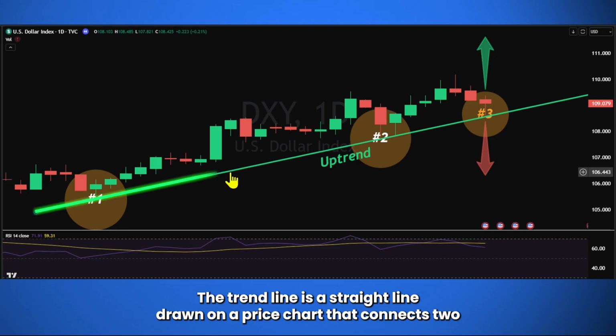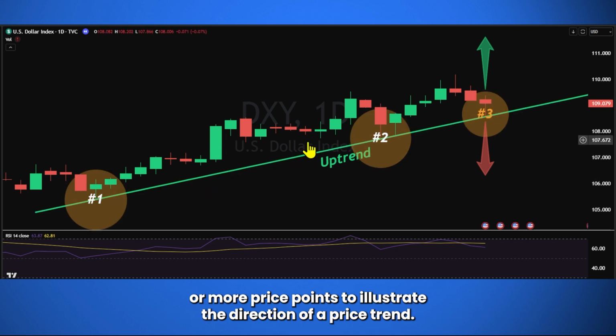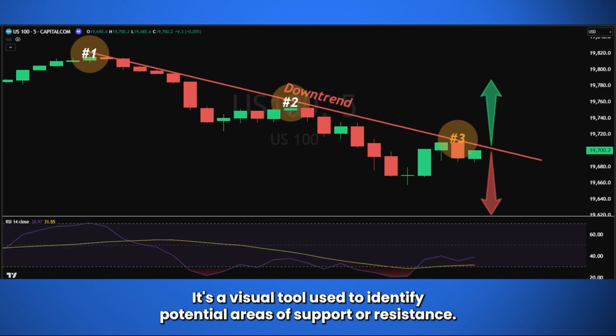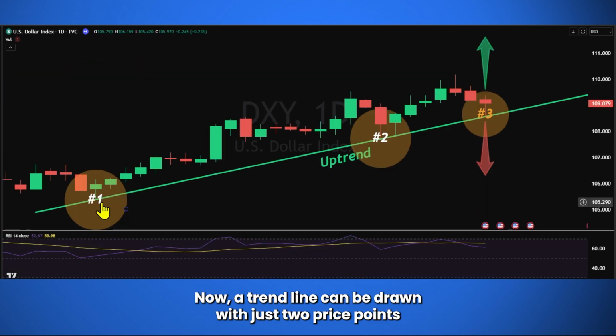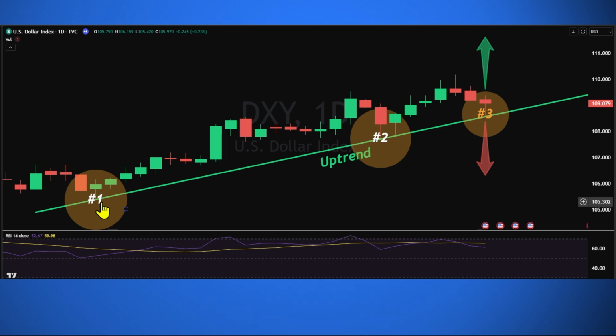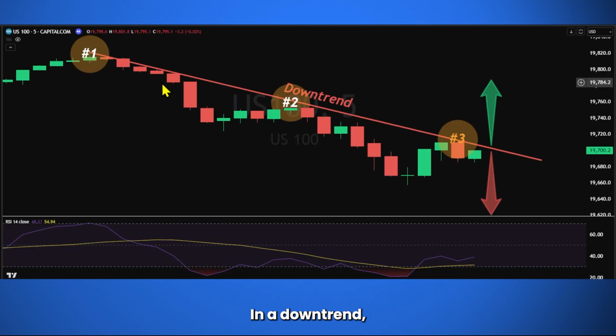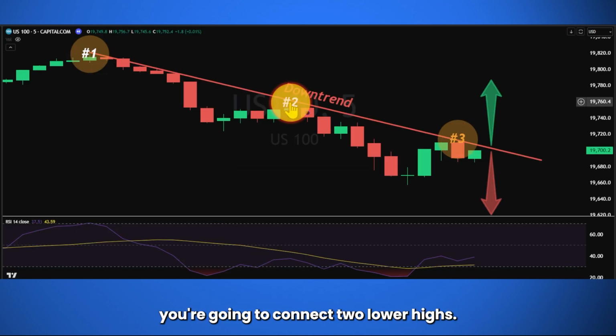A trend line is a straight line drawn on a price chart that connects two or more price points to illustrate the direction of a price trend. It's a visual tool used to identify potential areas of support or resistance. A trend line can be drawn with just two price points. For our reversal trading purposes, in an uptrend, you're going to connect two higher lows. In a downtrend, you're going to connect two lower highs.